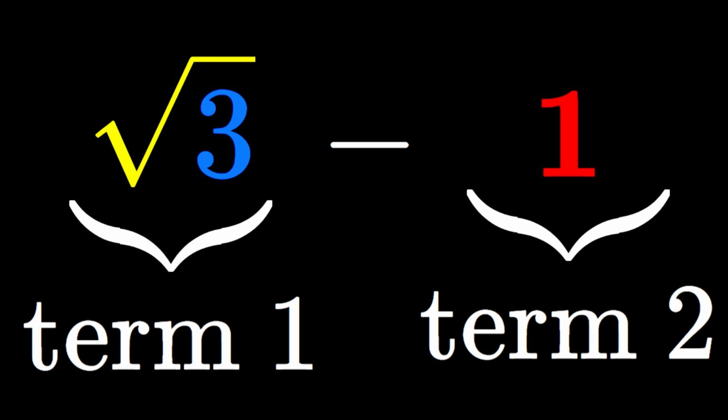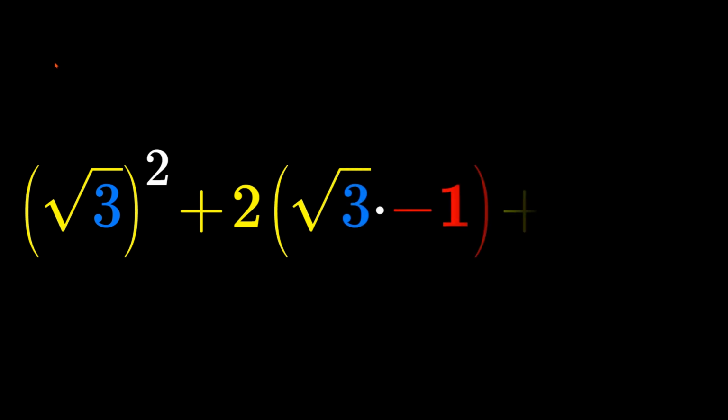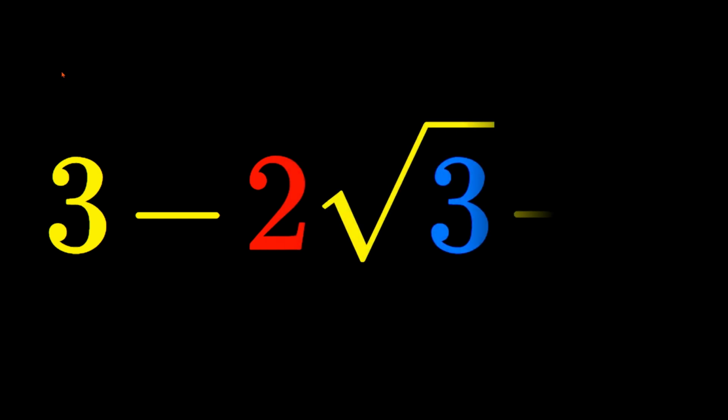We can thus FOIL. Applying FOIL gives us the square root of 3 squared plus 2 times the square root of 3 times -1 plus -1 squared. The square root of 3 squared is just 3, and the middle term is -2 times square root of 3, and at the end we get just +1.